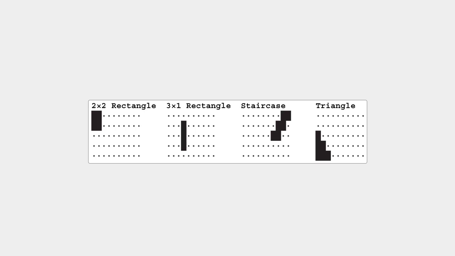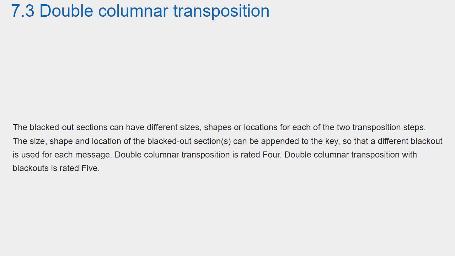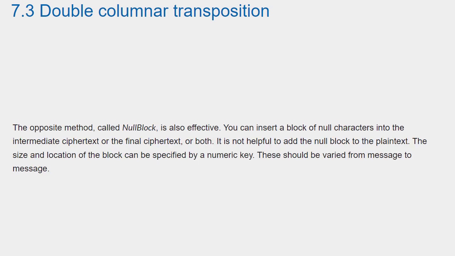One simple method is to change the shape of the grid by blacking out a few squares. These squares could form a rectangle or some other shape in one of the corners or even in the middle of the grid. Here are some examples. The blacked-out sections can have different sizes, shapes or locations for each of the two transposition steps. The size, shape and location of the blacked-out sections can be appended to the key so that a different blackout is used for each message. Double columnar transposition is rated 4. Double columnar transposition with blackouts is rated 5.